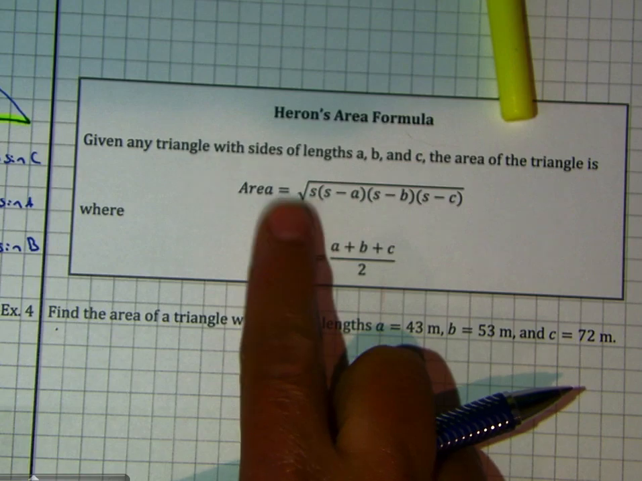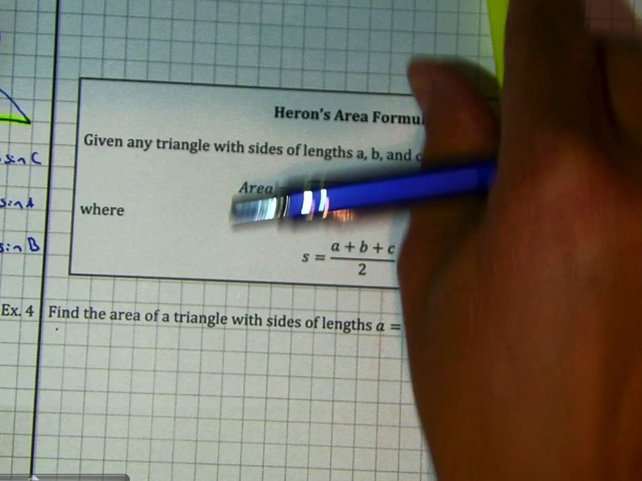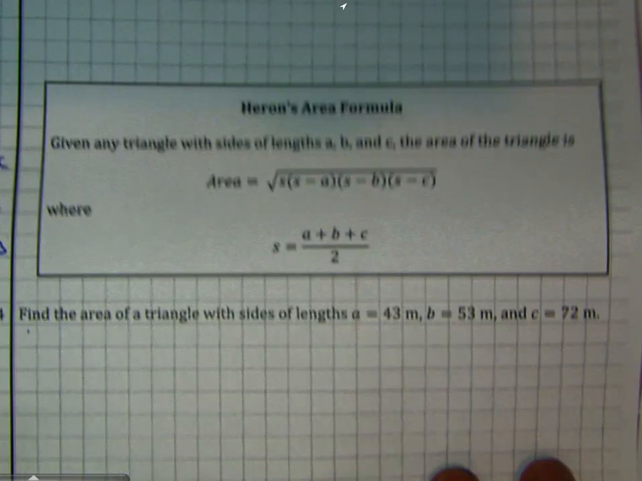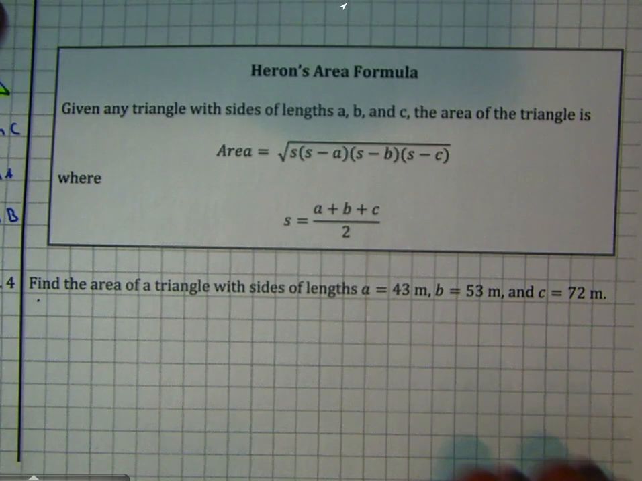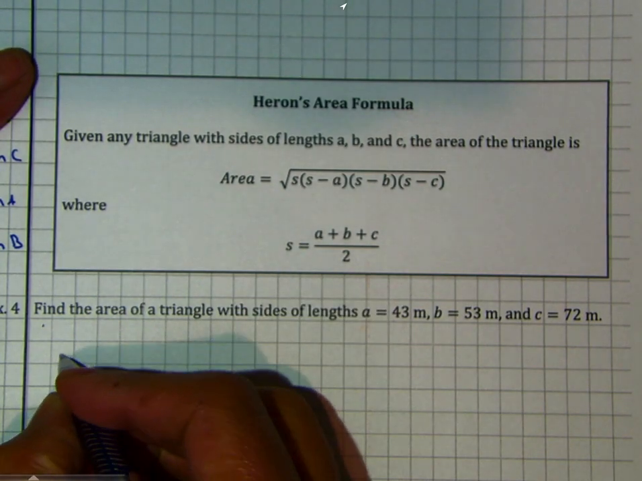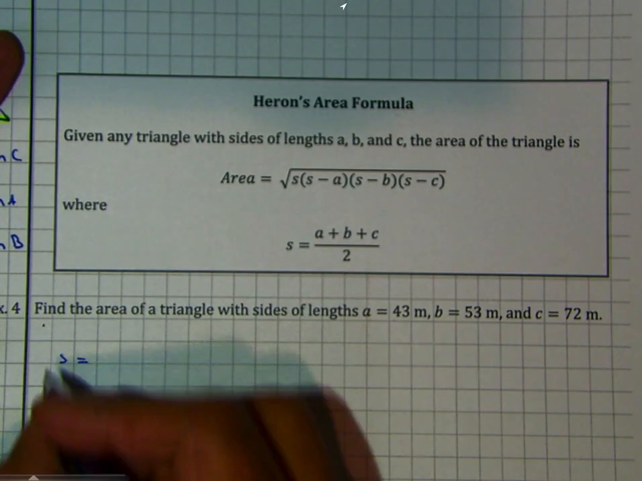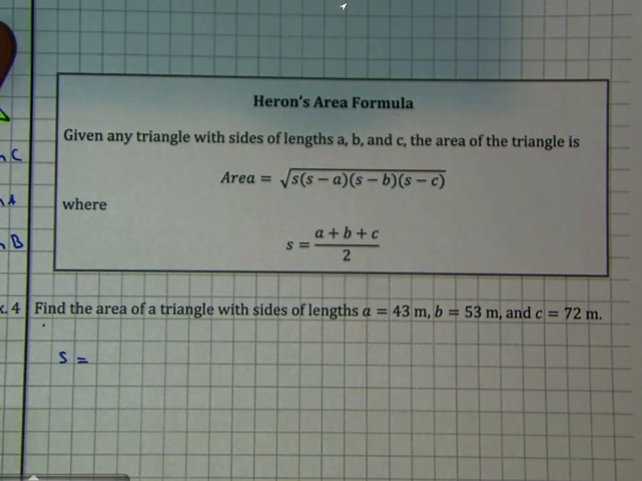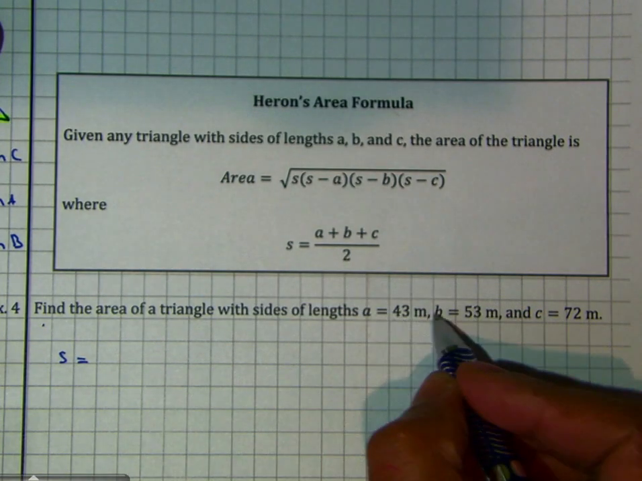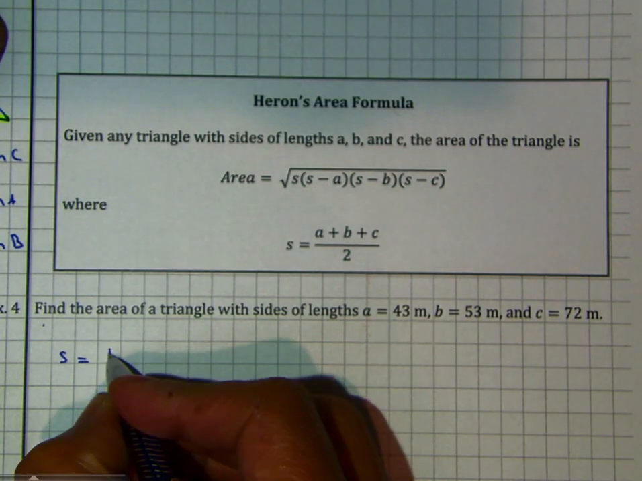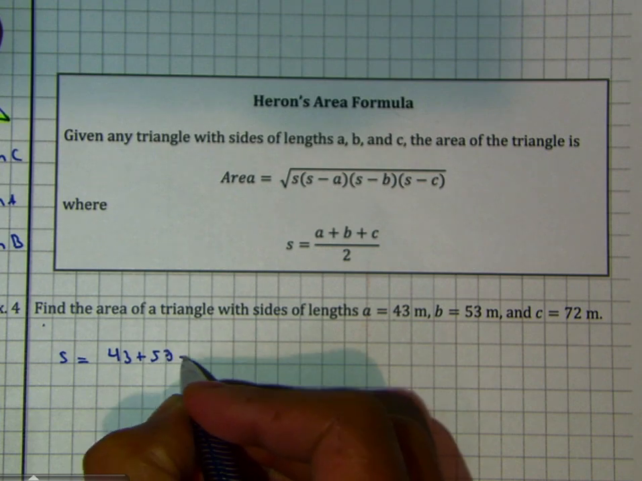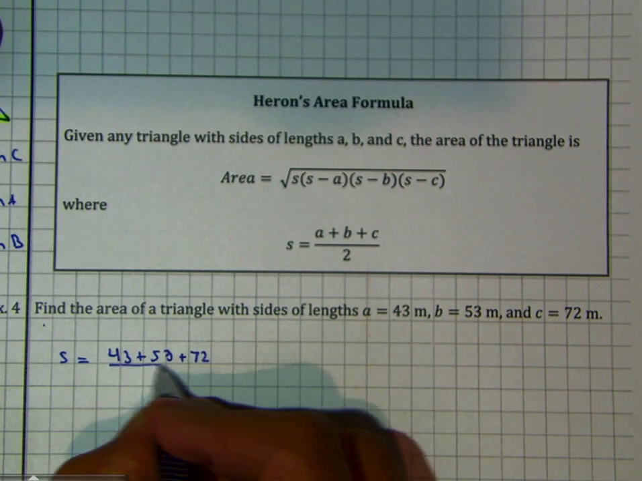There's a proof in your textbook if you want to find out where it comes from. It's just a little more lengthy, so we're not going to cover the proof. First you need to find S. S is not the average. The most common mistake people make is finding S as the average. No, we're going to add all three sides, so 43 plus 53 plus 72. We are going to divide by 2.